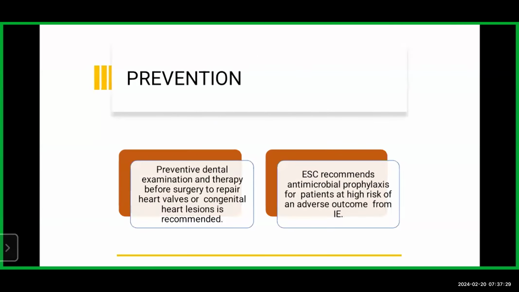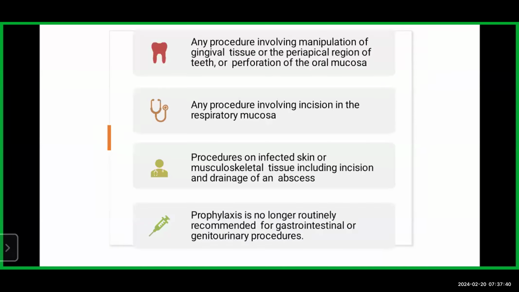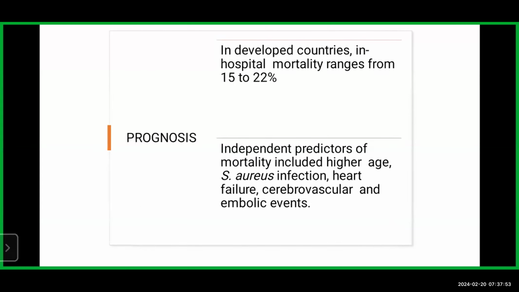So prevention is key. ESC recommends antimicrobial prophylaxis for patients at high risk of an adverse outcome from infective endocarditis. So we've talked about this: any procedure involving manipulation of gingival tissue or the periapical region of the teeth, any procedure that involves incision of the respiratory tract. So these are things that will need prophylaxis. Okay.